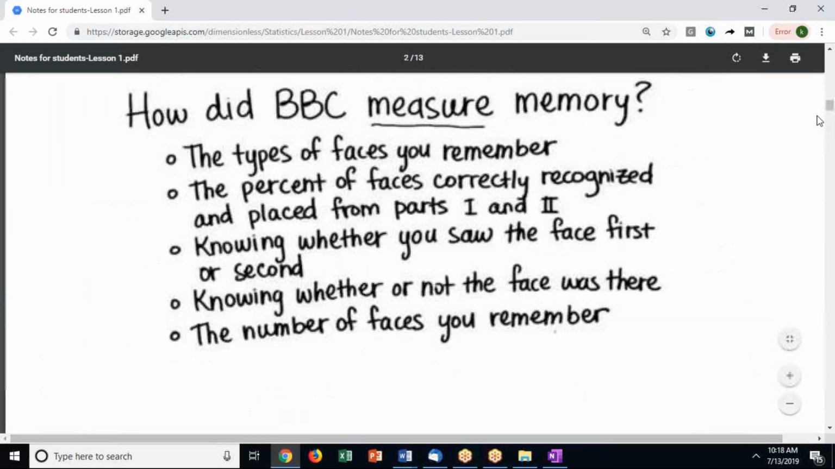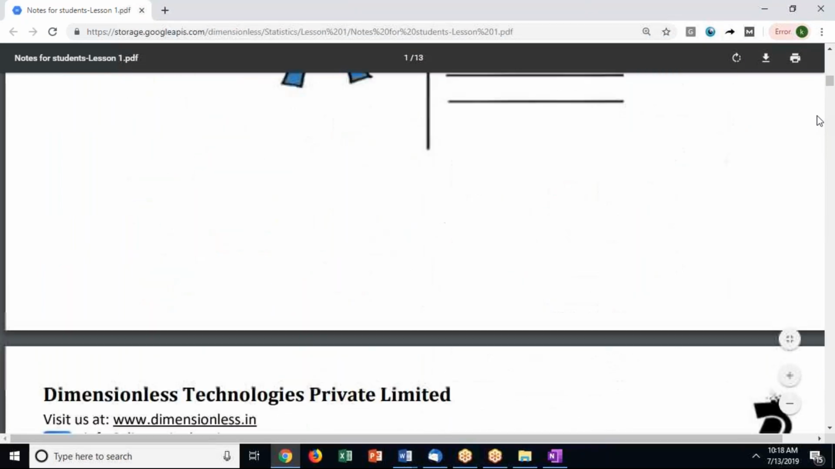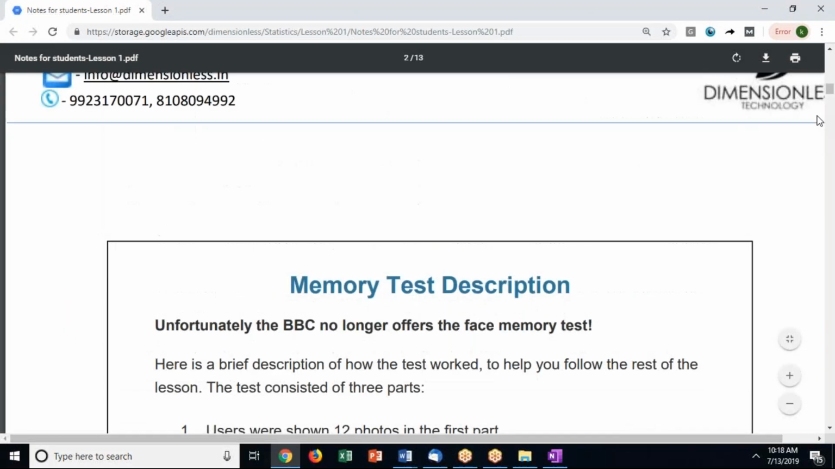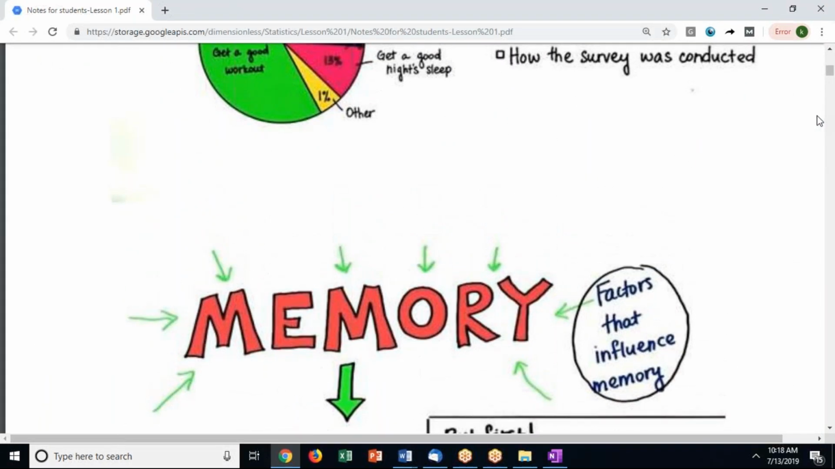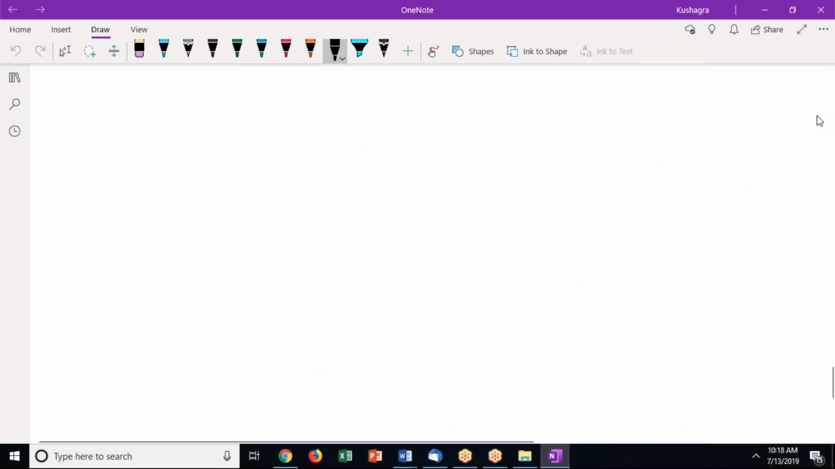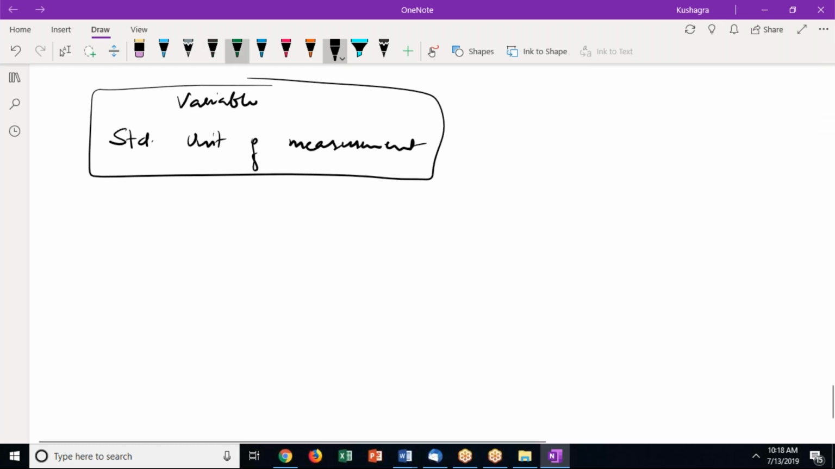Okay, I'll just quickly touch upon this, although it's not very important. There is a concept of construct, and constructs are basically variables for which you do not have a standard unit of measurement. Those variables for which a standard unit of measurement does not exist are known as constructs.